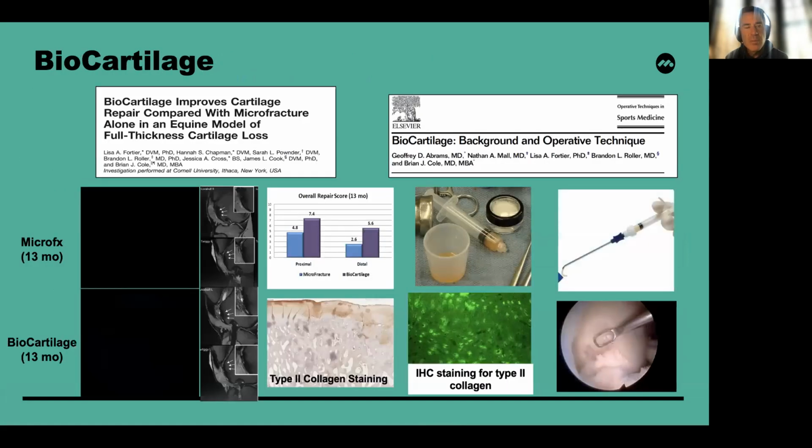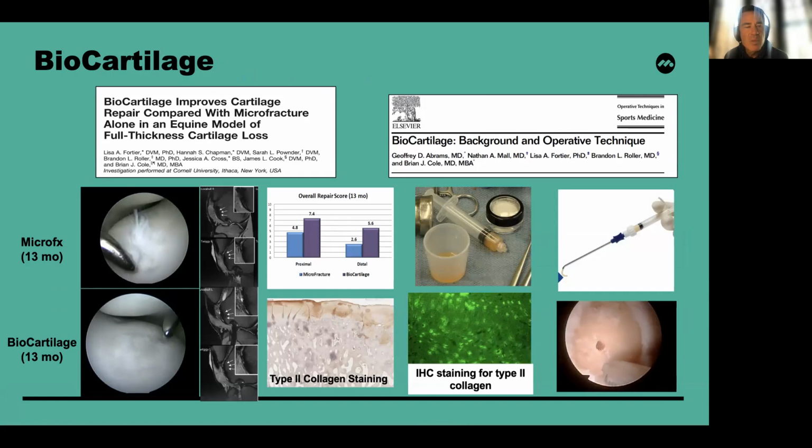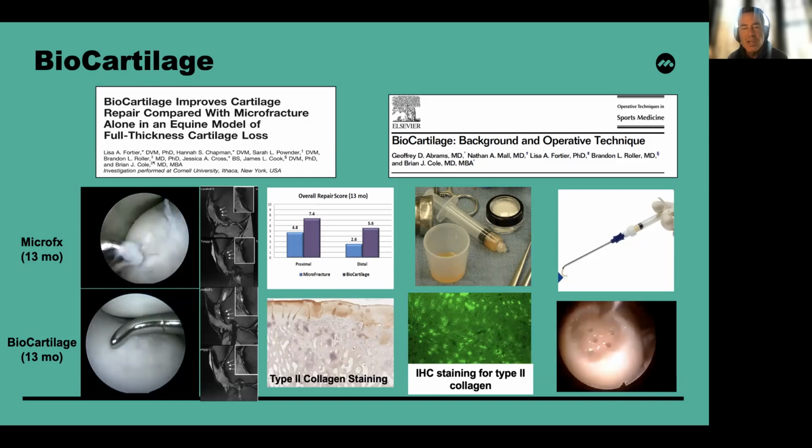This is a procedure, BioCartilage, which uses allogeneic articular cartilage in its anhydrous form. The implantation is seen here in an animal model that was performed in collaboration with Lisa Fortier. In an equine model at 13 months, we compared marrow stimulation to BioCartilage with marrow stimulation, as you see in the videos on your left.